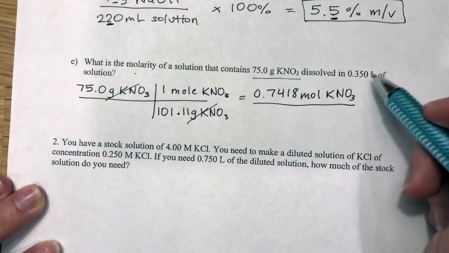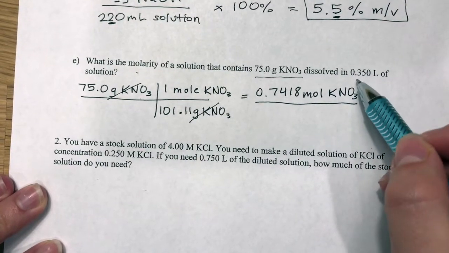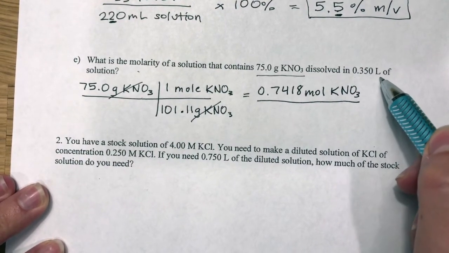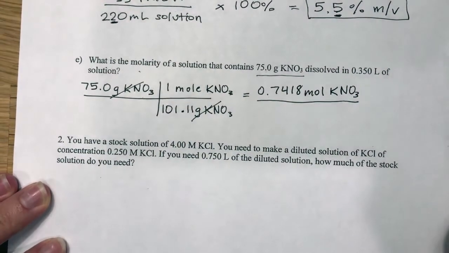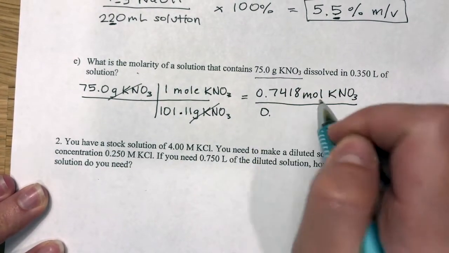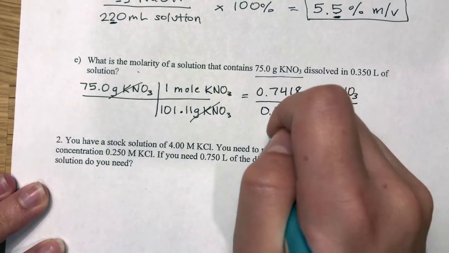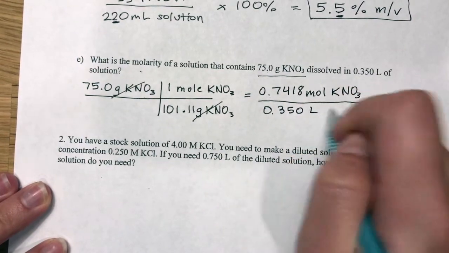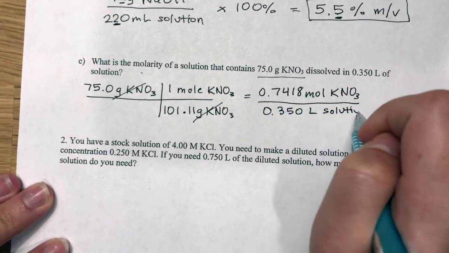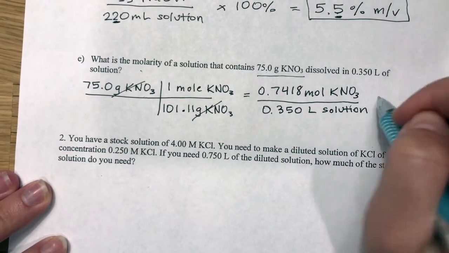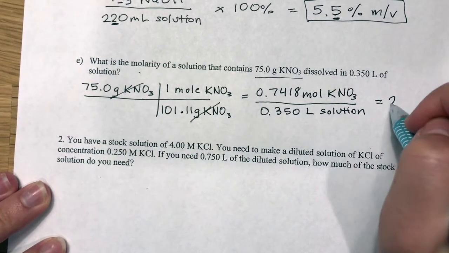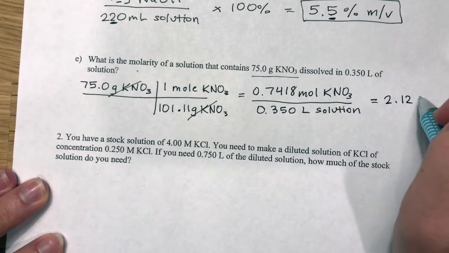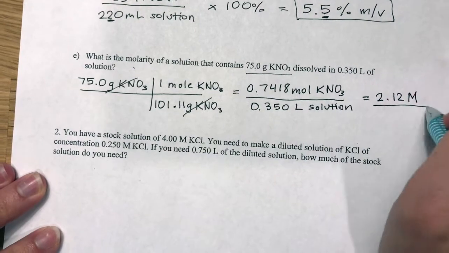And then they give us that the volume of the solution is 0.350 liters. For molarity, we need moles over liters, so that's perfect. Just put the moles over the liters of solution. And that'll give us an answer of 2.12 molarity.